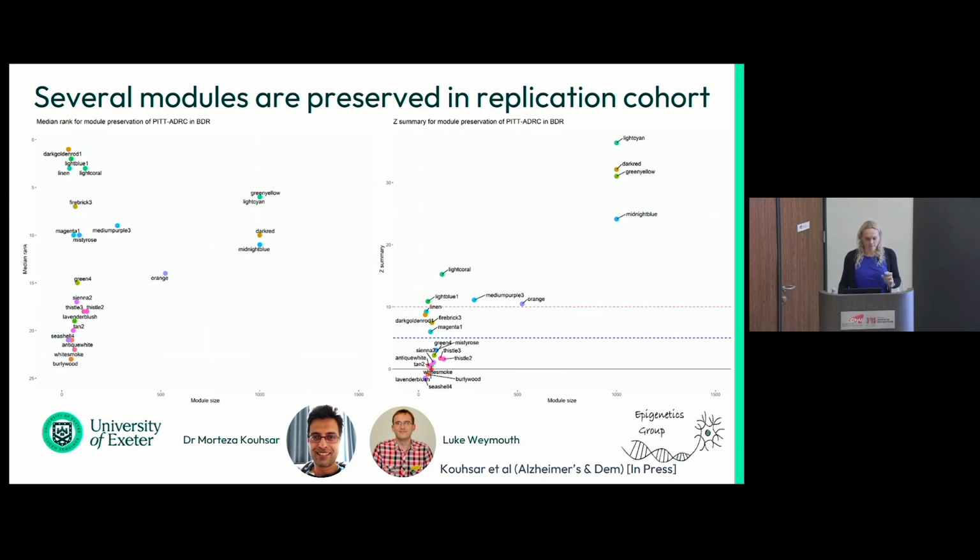We then went on to try and validate this in a second cohort, so the more relevant plot to look at is the one on the right. And essentially this is where we look at how well preserved those modules are in our independent cohort.